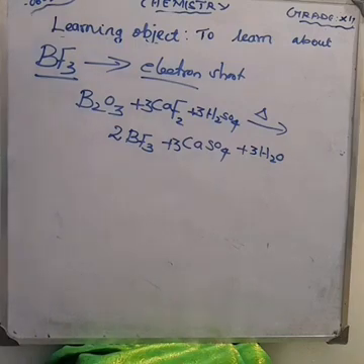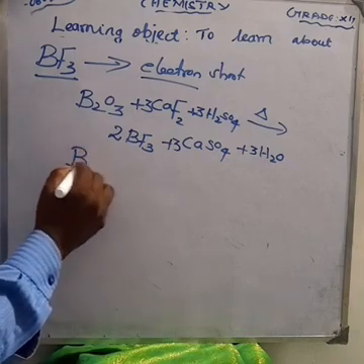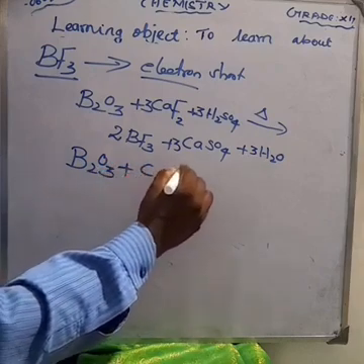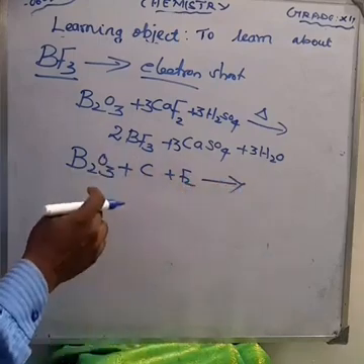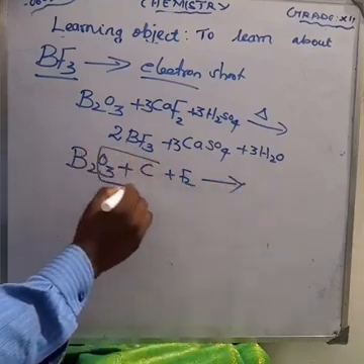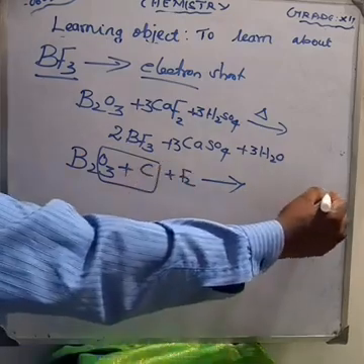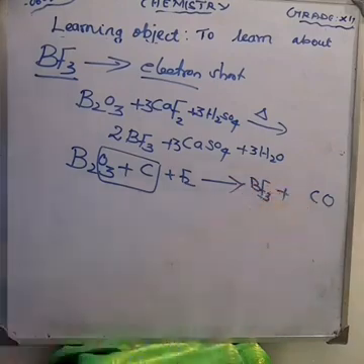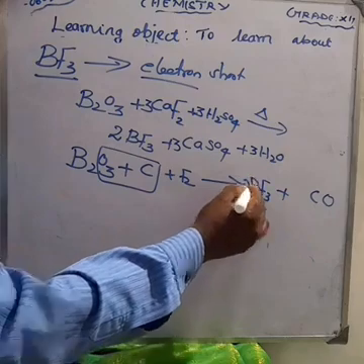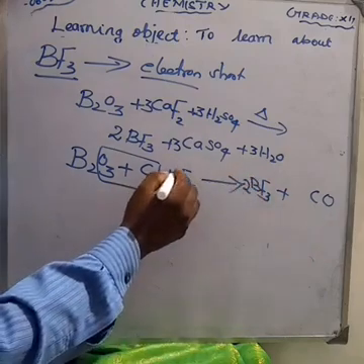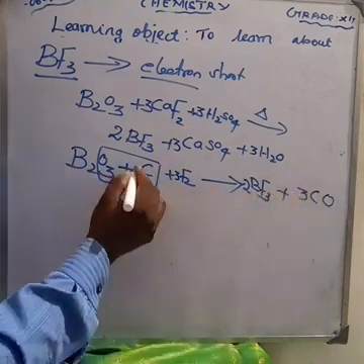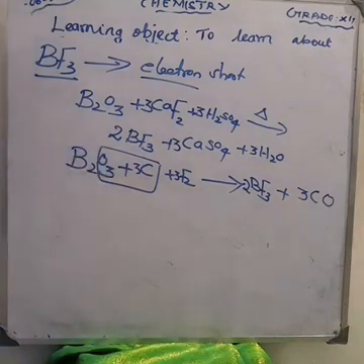This boron trifluoride is also prepared by the reaction between boron trioxide B2O3 plus carbon with fluorine. Okay, so we get carbon combining with oxygen to give carbon monoxide, CO. Boron combines with fluorine to give BF3. Am I right? How much boron is there? 2 boron, so make it 2. How much fluorine is there? 6 fluorine, so make it 3 here. So what about the oxygen? 3 oxygen, so make it 3 carbon. Now the equation is balanced.